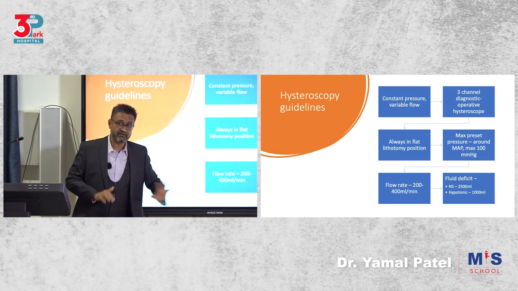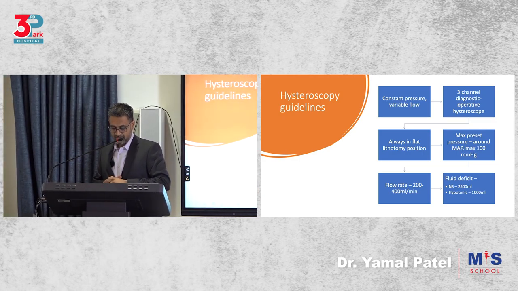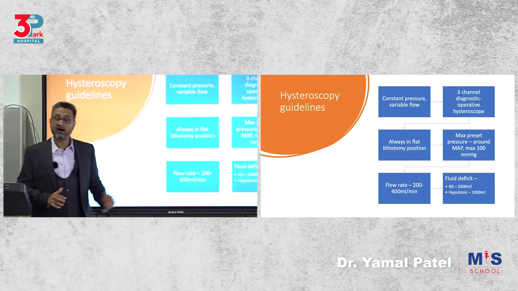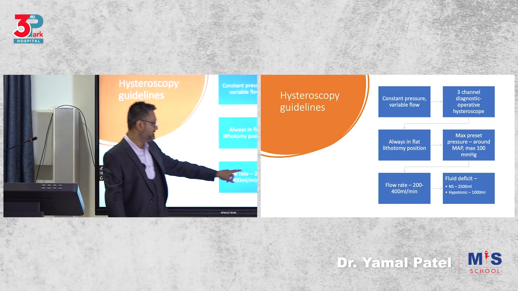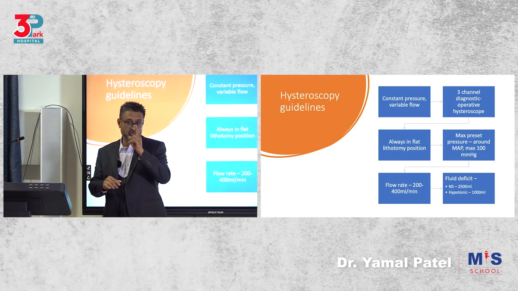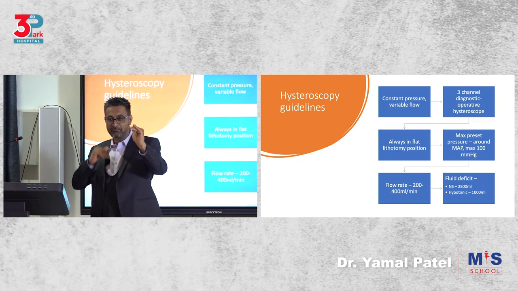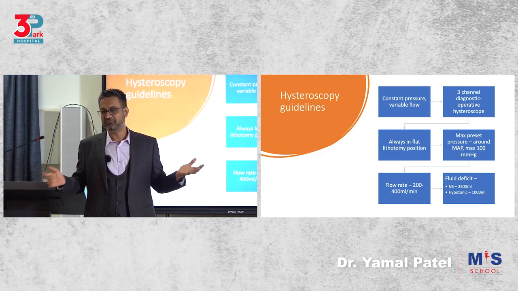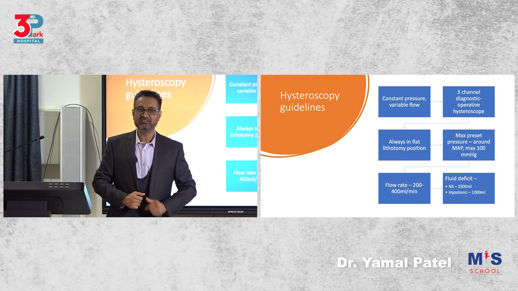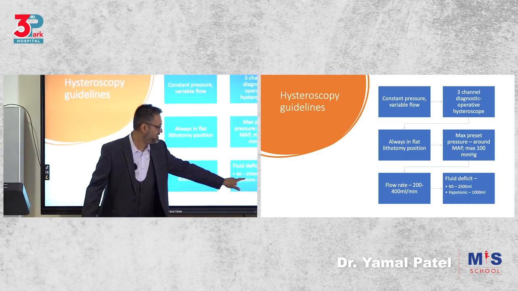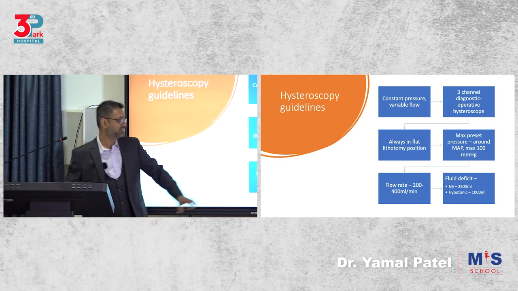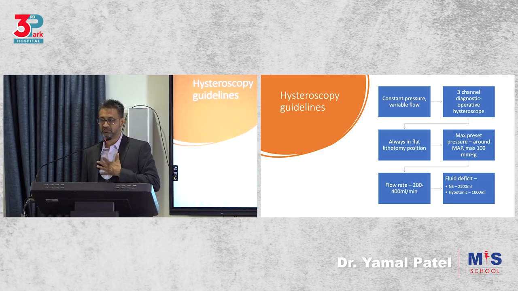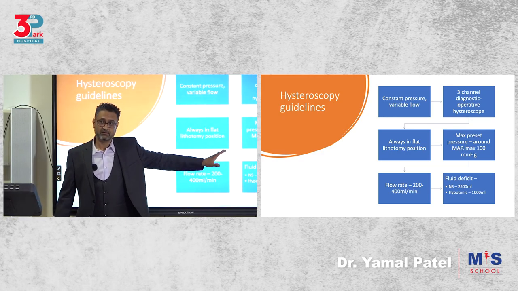Work with flow rates of around 200 to 400 milliliters per minute. And these are your deficit limits. You should know this by heart if you are to operate hysteroscopically. You don't go by volume used, but by deficit. Deficit is in minus out. You could use an in of 8 liters, but if you can account for 7 liters, your deficit is 1 liter. You've understood? Your deficit should not cross this in normal saline and should not cross this in hypotonic solutions. This changes in a renal compromised patient or some people with cardiac issues. But this is in a normal young woman.